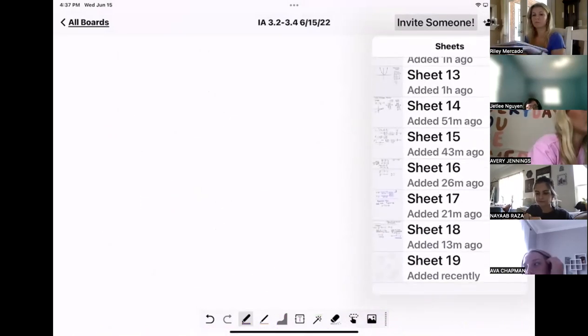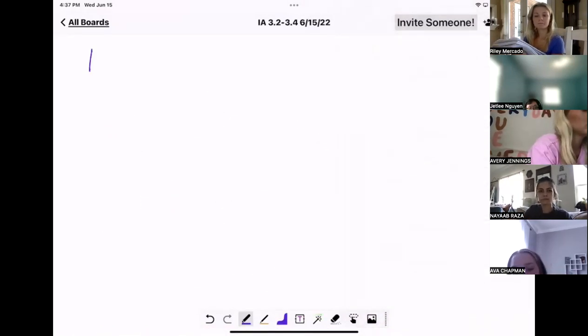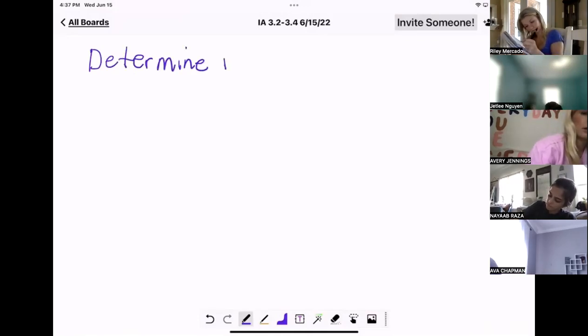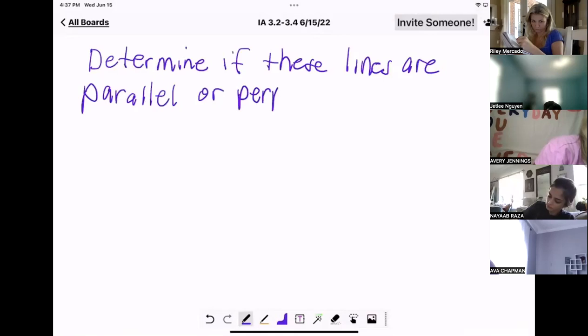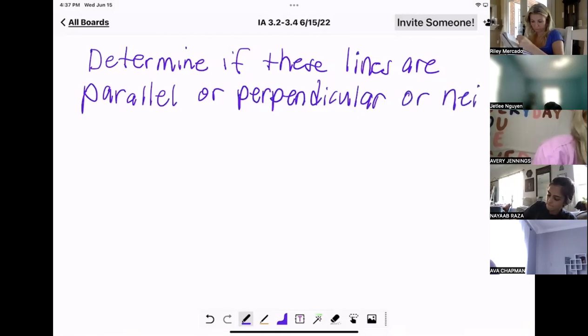All right, so this is our last problem. Determine if these lines are parallel or perpendicular. They can also say or neither, which might be part of your homework. If it's neither of them, if it's not the same slope and it's not the opposite reciprocal slope, it's going to be neither.